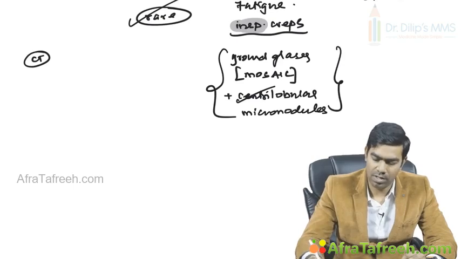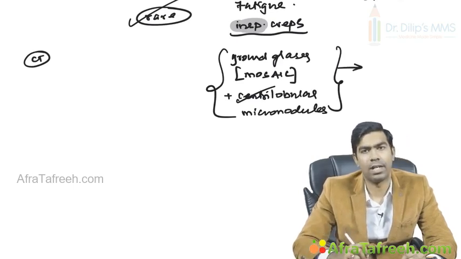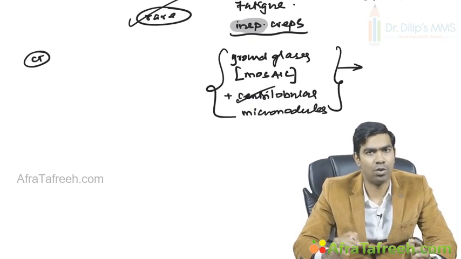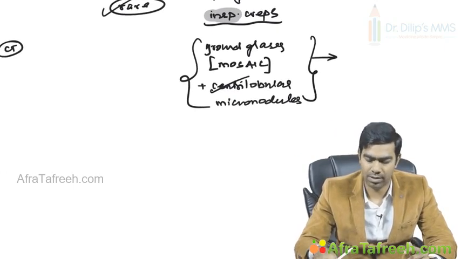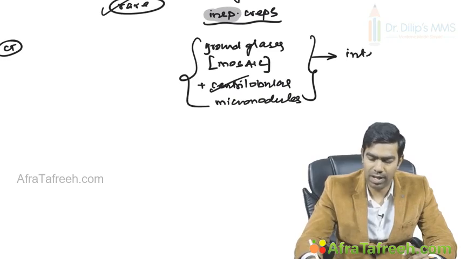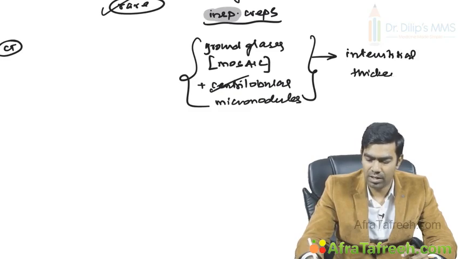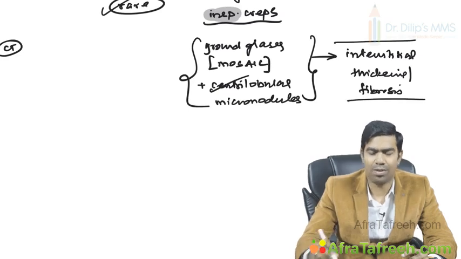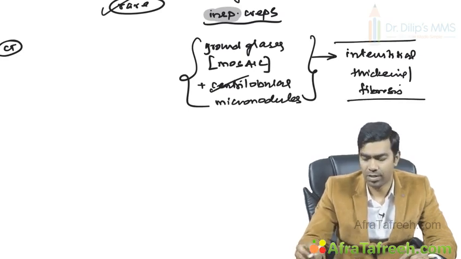But remember, subacute to chronic cases have one additional finding that you don't have in acute cases. Subacute to chronic cases will have interstitial thickening also. Interstitial thickening and fibrosis in the involved areas. This is very, very important. Interstitial thickening will be there.